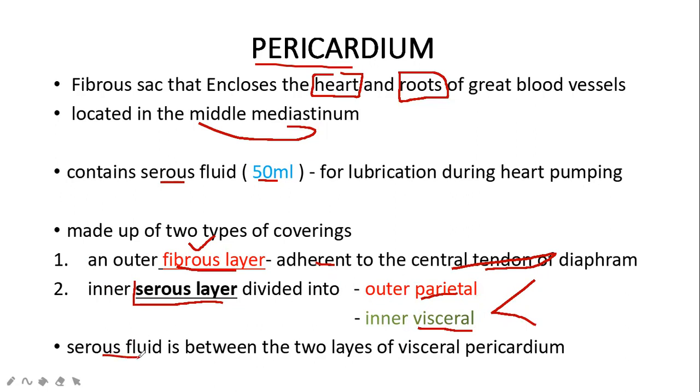The serous fluid is between the visceral layer and the parietal layer. So that fluid we were talking about is located between the parietal layer and the visceral layer. If they ask you about this fluid and say it's located between the fibrous pericardium and the parietal layer, that's false. It's between the parietal layer and the visceral, just like within the lung. Okay, so that is the pericardium.